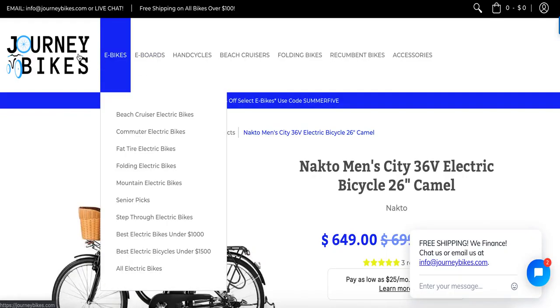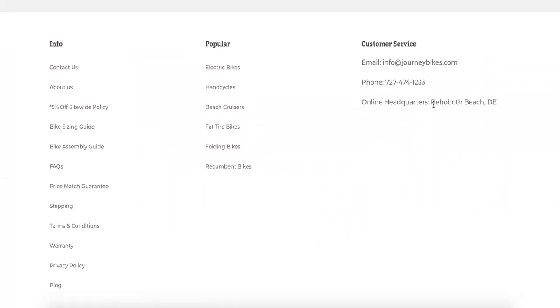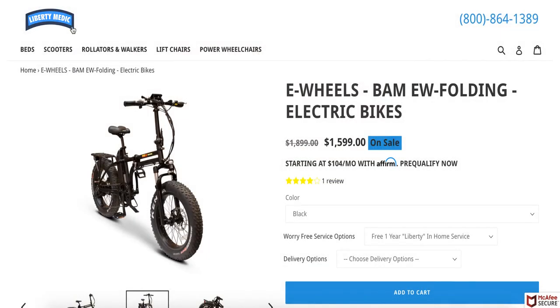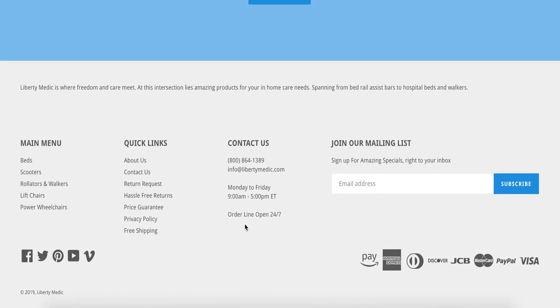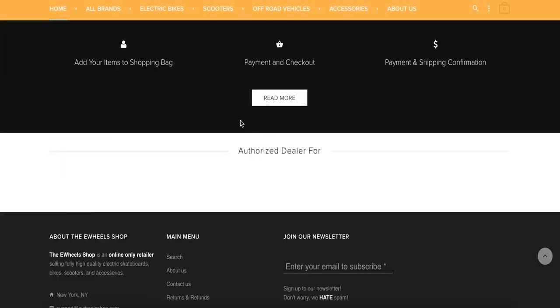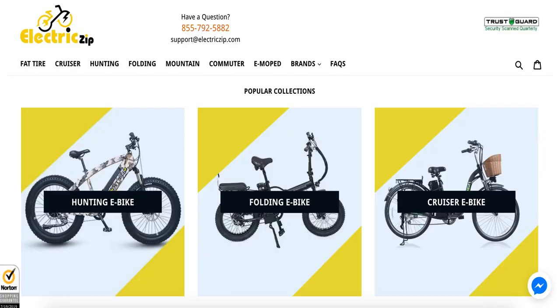Okay, next, Journey Bikes. And they don't have an address, they just have a city listed, so that's a good sign. All right, and Liberty Medic. They sell all sorts of different things. No address, so that's great. Last one, eWheel Shop. Okay. Yeah, I don't see any address here. New York, New York. Okay, so we're good. All right, great. So these are shops that are all there. So we found plenty right now.